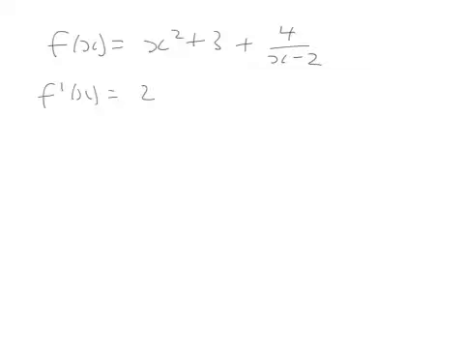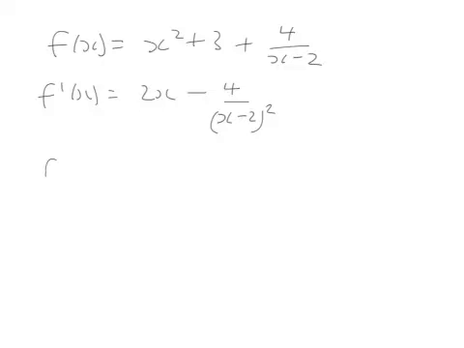So now we need to work out the equation of the normal. We know that fx is the answer we just had. So that means f dashed x, the differential is 2x, 3 differentiates to 0. 4 times x minus 2 to the minus 1 is minus 4 over x minus 2 squared.